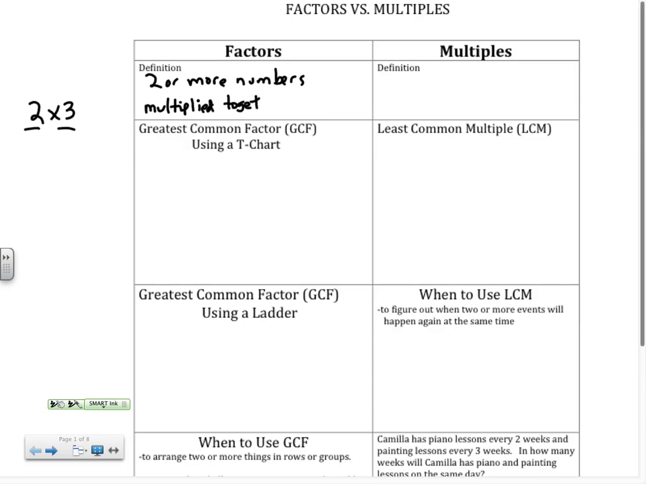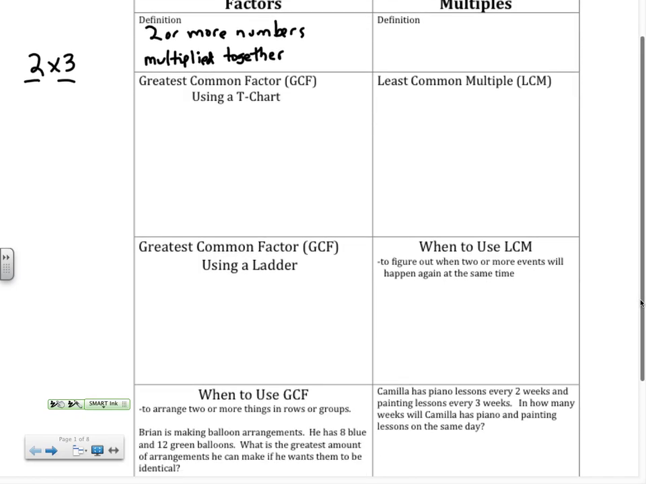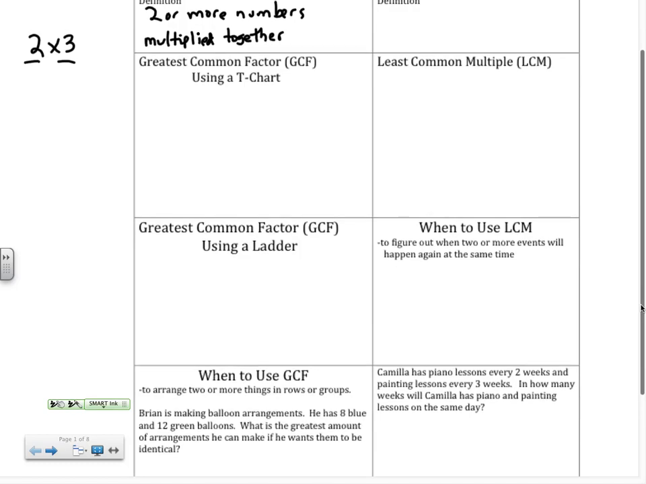Now, if I asked you to find all the factors of a number, you would want to make a list of all the factors of a number. So let's look at the number 24, and we're going to organize it in a T-chart. And we're going to think about factor pairs, starting with the lowest number that goes into 24. So that would be 1. 1 goes into every number, 1 times 24. That's our first factor pair.